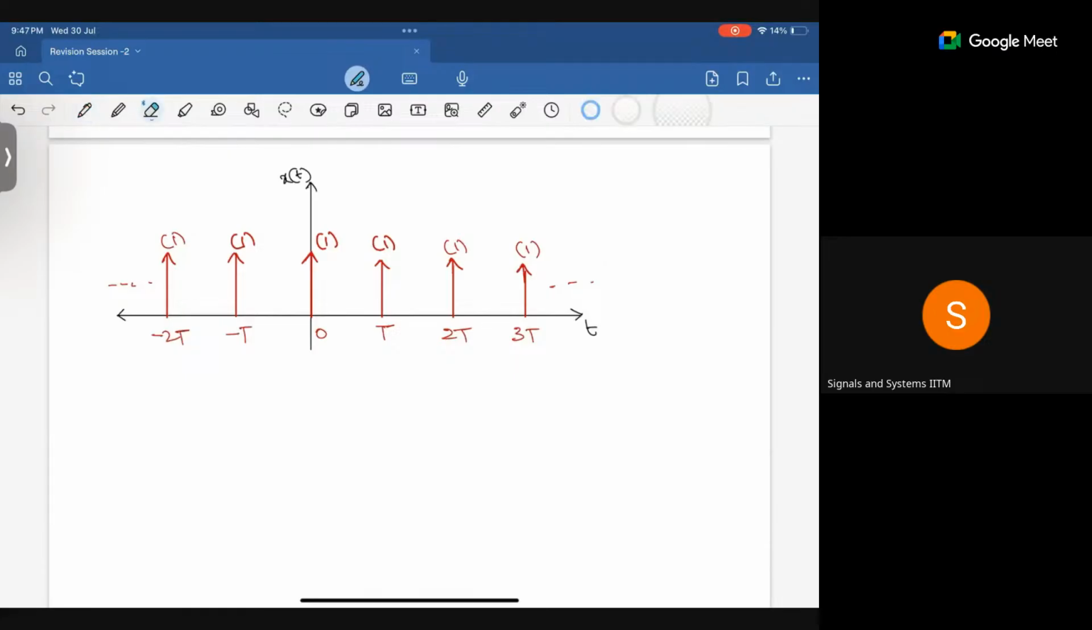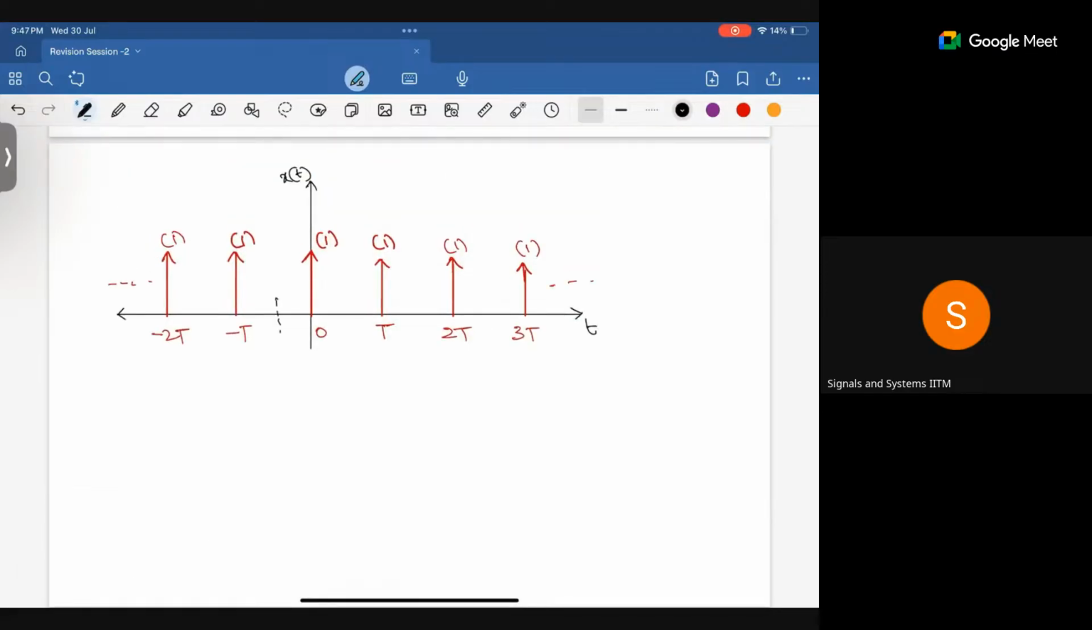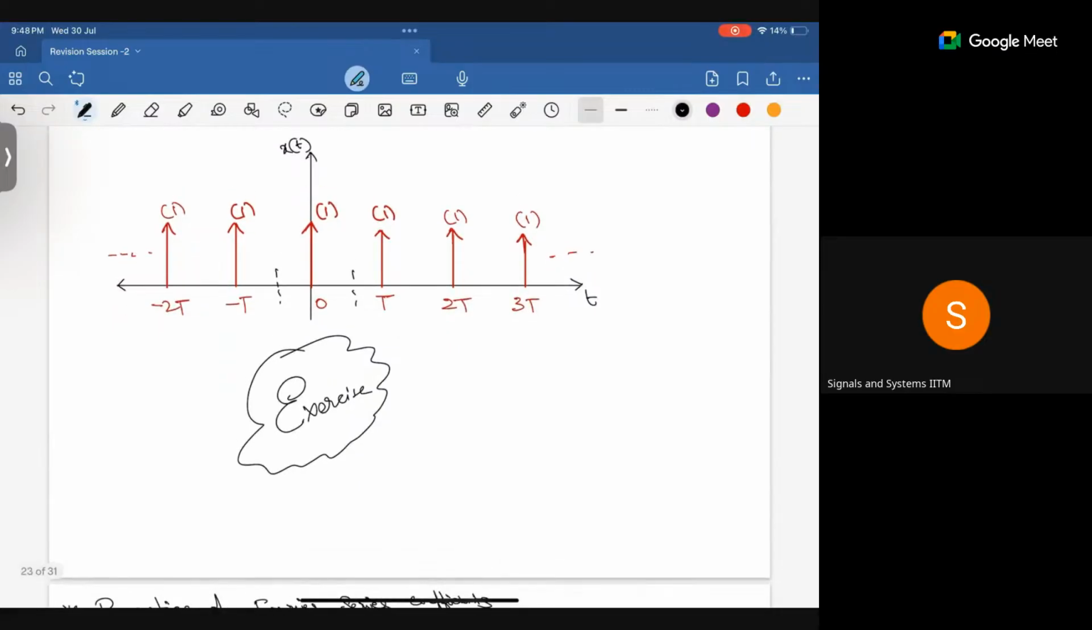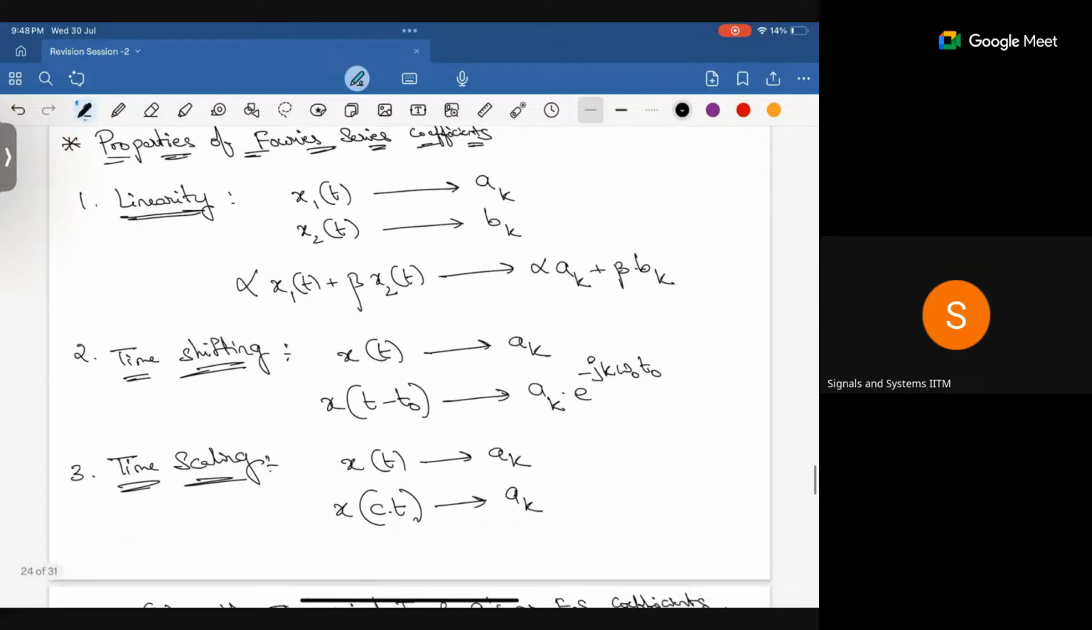Firstly, you should understand that this signal has a time period of capital T. So it's a generalized version of the impulse train. Try it out. If you have any answers, you can start a discourse thread or in the G space. Okay, let's put it as an exercise.